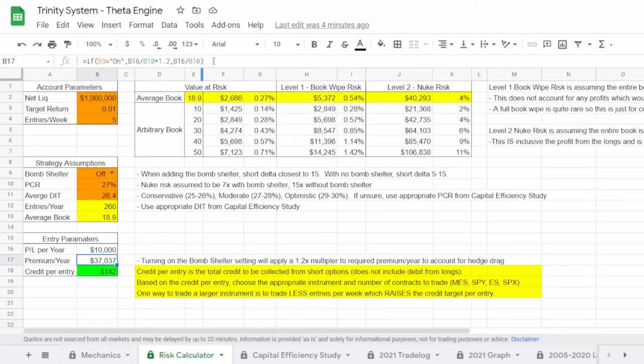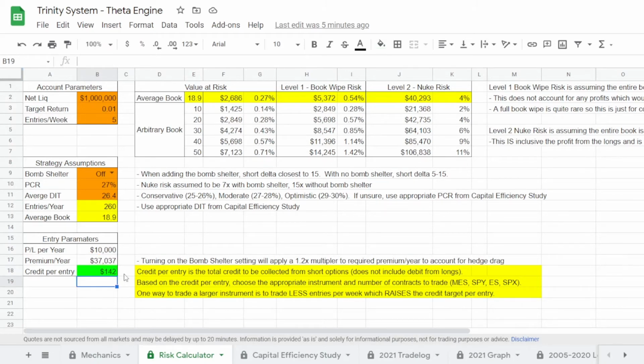We've talked about this in the credit targeting episodes and a lot of the sizing episodes, but now you hopefully have something visual to see right in front of you, all right? And so finally, that all translates to credit per entry. If you look at the formula, it's the premium per year divided by B13, which is the number of entries per year, right? Premium sold per year divided by entries per year equals credit target per entry, right?